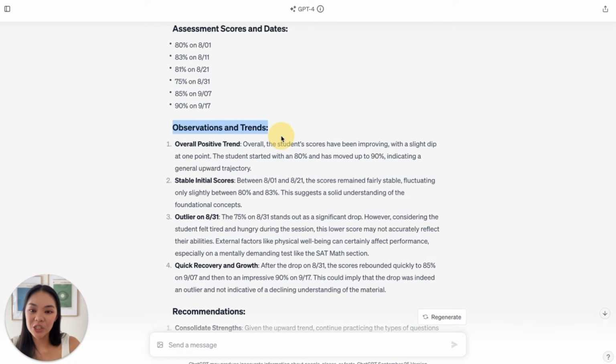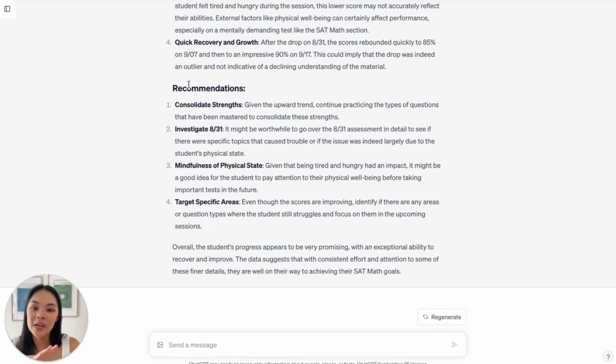So with the observations and trends, it can help to reaffirm what you've already been thinking, but also potentially help you see beyond maybe something that you've been missing. I love that it also has recommendations for you. So to consolidate strands, investigate this particular assessment, mindfulness of physical state, and target specific areas. Again, things you may have already been thinking about or potentially something that might have been missing in your game plan for your student.